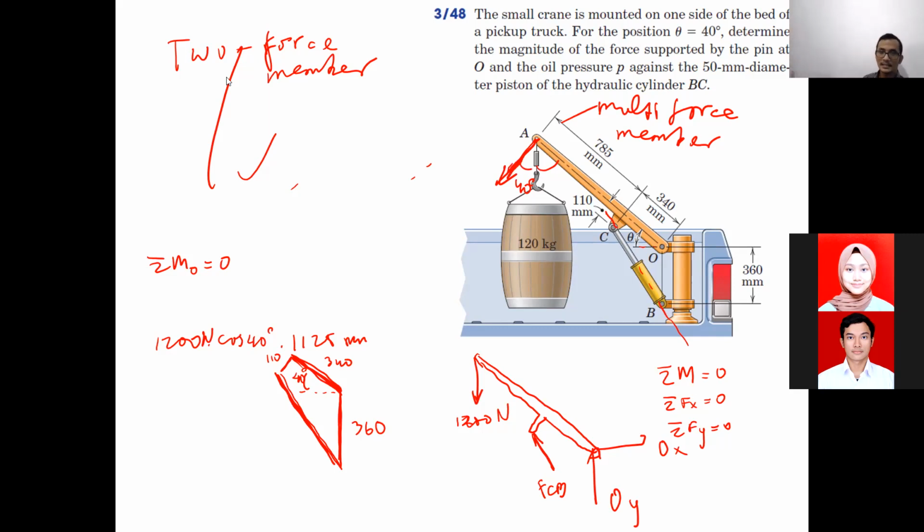Kadang-kadang permasalahan statika itu harus menyelesaikan kasus-kasus geometri di sini. Seperti ini. Ini kan yang kita butuhkan adalah sudut di sini. Ini sudutnya berapa ini? Alfa di sini.